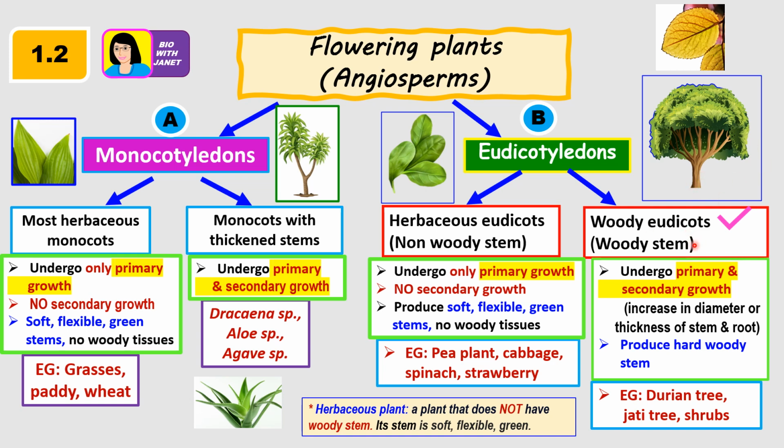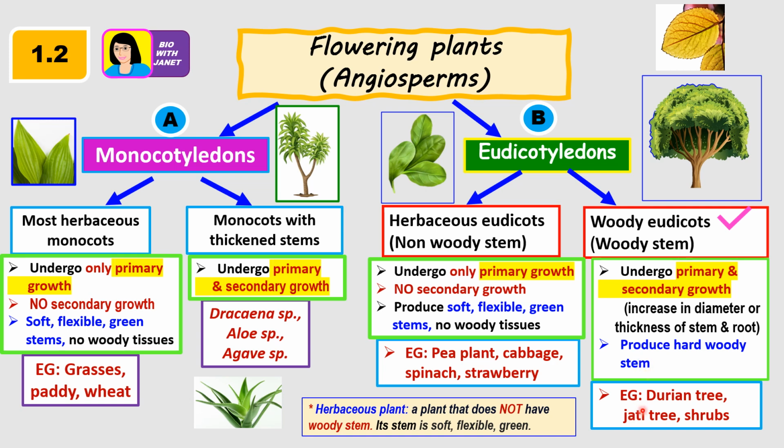So they have woody stems, and they actually undergo two types of growth, the primary growth and the secondary growth. Secondary growth means the increase in diameter or circumference or thickness of the stem and root, okay? So the stem will become thickened, and then also it will be quite hard, okay? It's no longer soft, green, and flexible. So woody eudicots or woody trees produce hard woody stems.